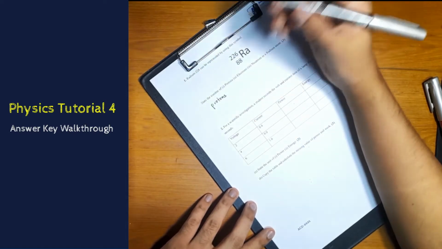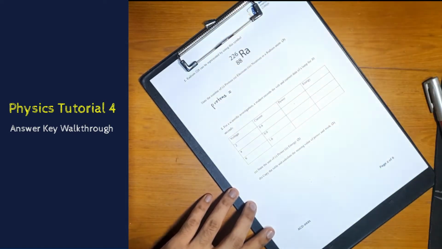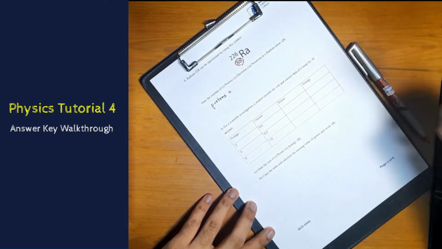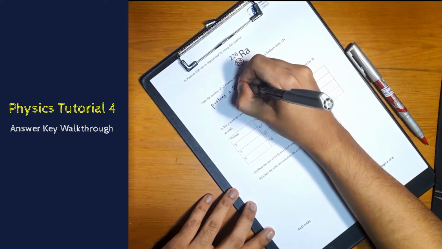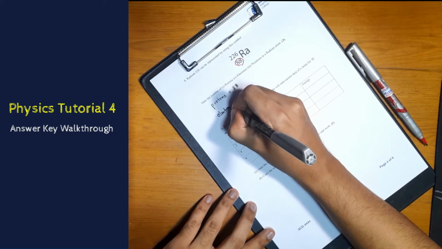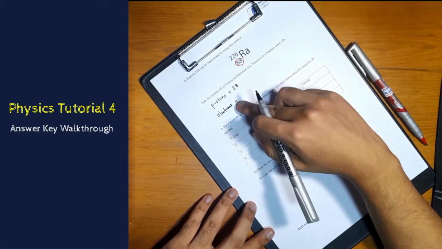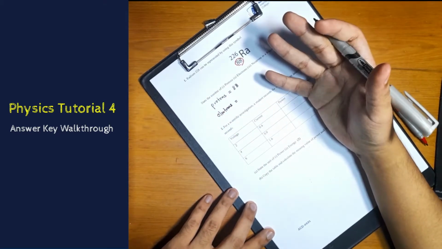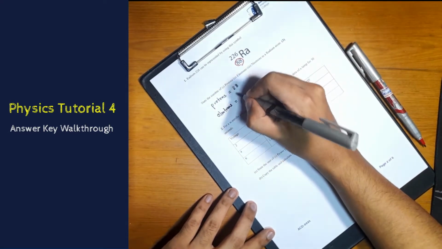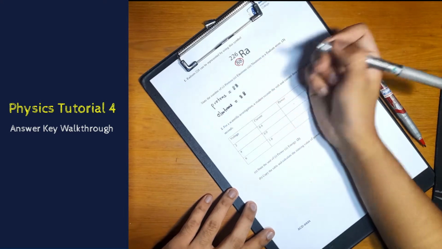All right, number of protons is your atomic number, which is on the bottom left. So it's 88, so your number of protons is 88. All right, electrons, let's see. Your number of electrons is always equal to your number of protons, because an atom is always electrically neutral, so that's why your electrons is also 88.